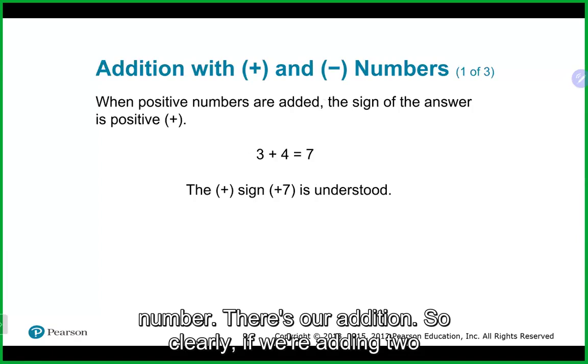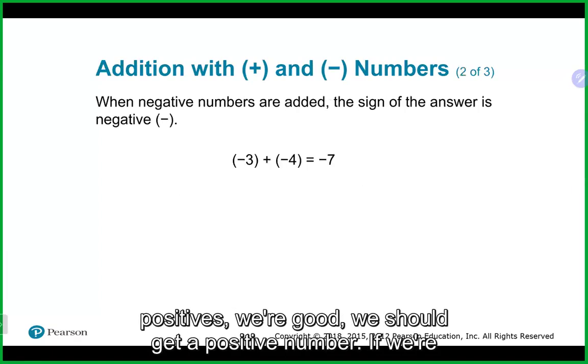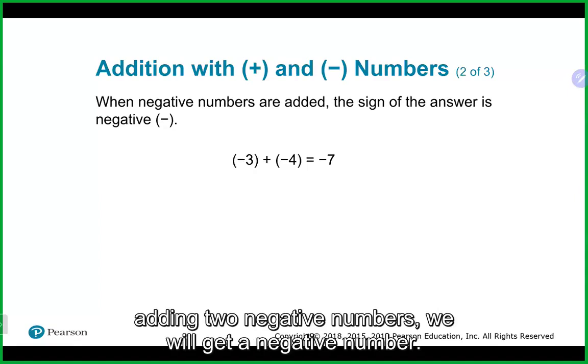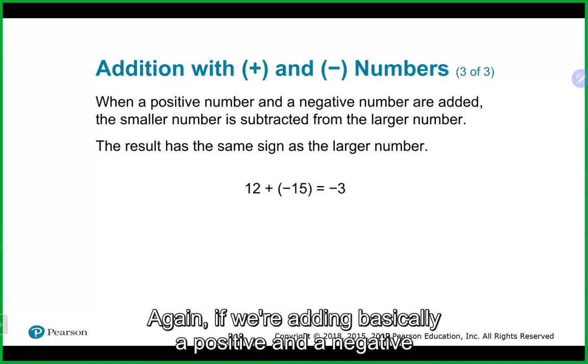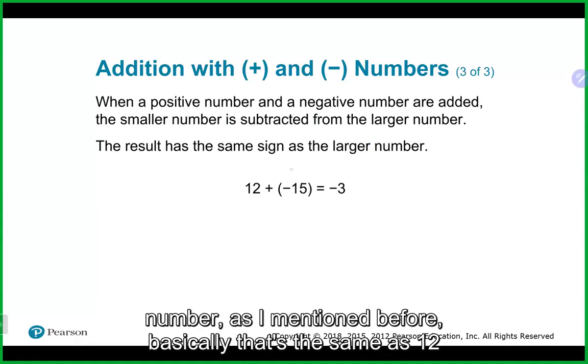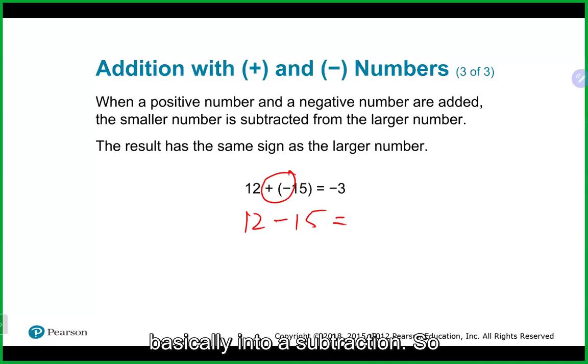There's our addition. So clearly, if we're adding two positives, we're good. We should get a positive number. If we're adding two negative numbers, we will get a negative number. Again, if we're adding a positive and a negative number, as I mentioned before, that's the same as 12 minus 15. It's the same idea, same math as that. Again, it'll turn it into a subtraction.